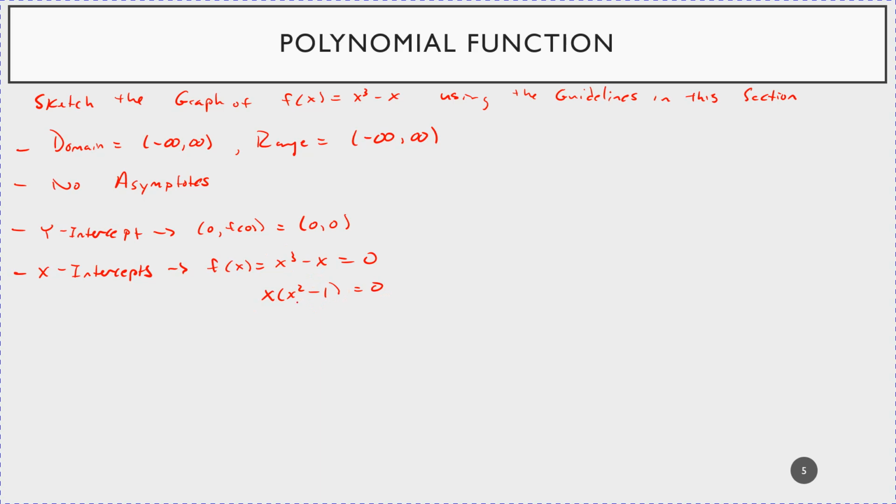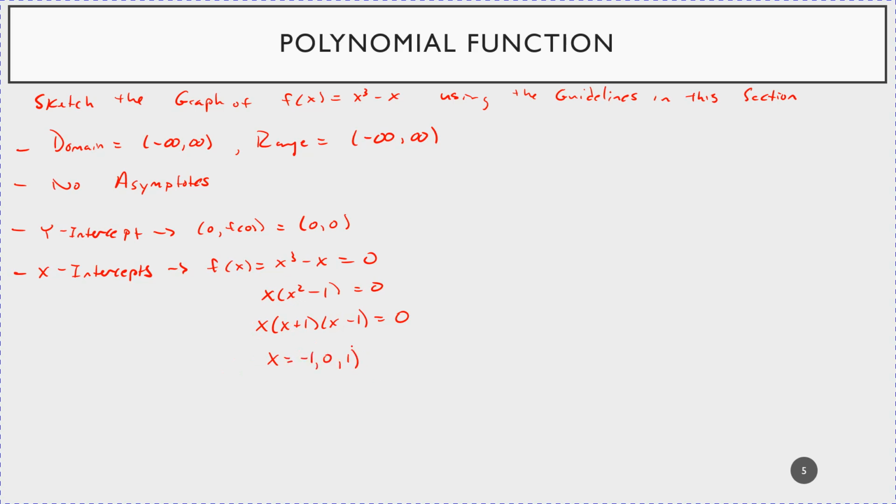Well, x squared minus 1 is the difference of two squares. So that factors as x plus 1 times x minus 1. And look, you can see here the values that will make this equal to 0 are either 0, -1, or 1.